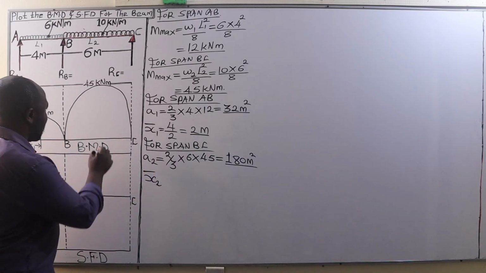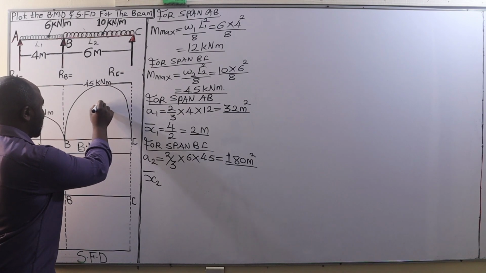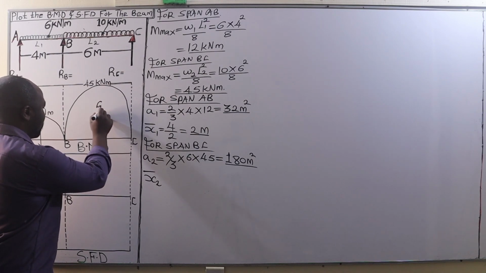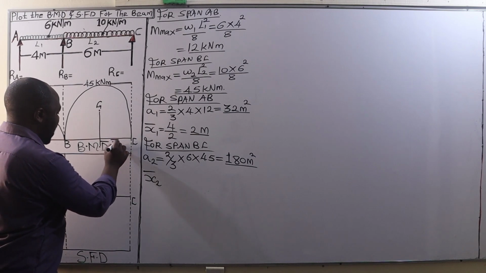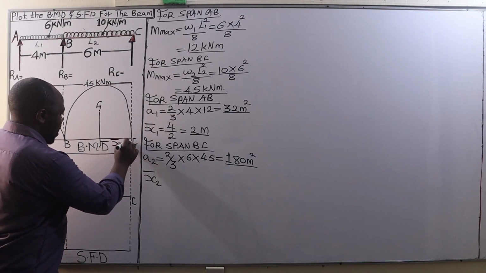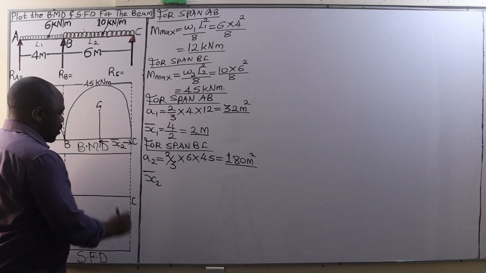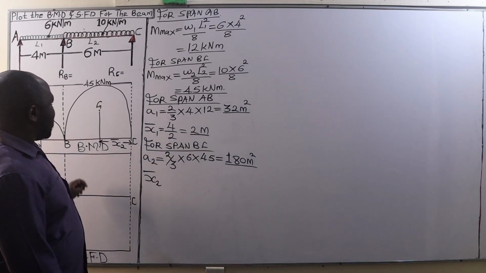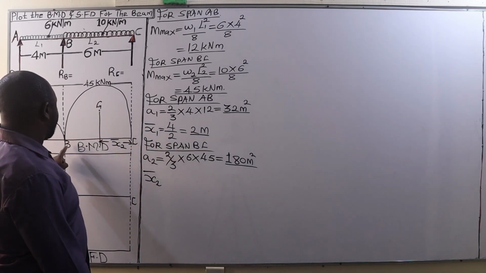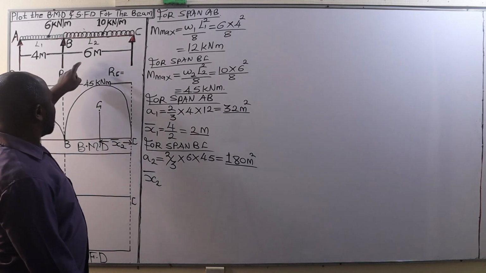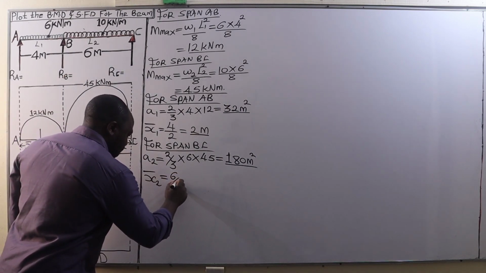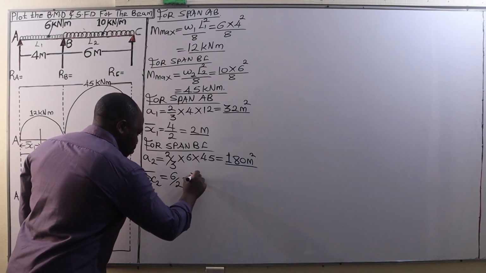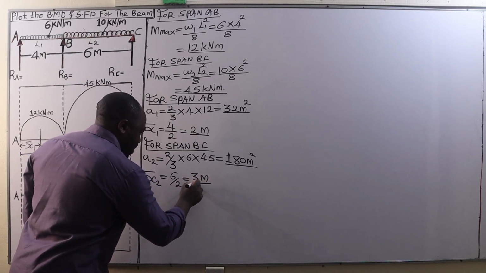Then we determine the value of bar x2. In this case, bar x2 will be the distance from the center of gravity of this bending moment diagram all the way to the end C. So that's bar x2, and it will also be given by half the span B to C, which is 6 meters. Therefore, bar x2 is 6 divided by 2, which is 3 meters.